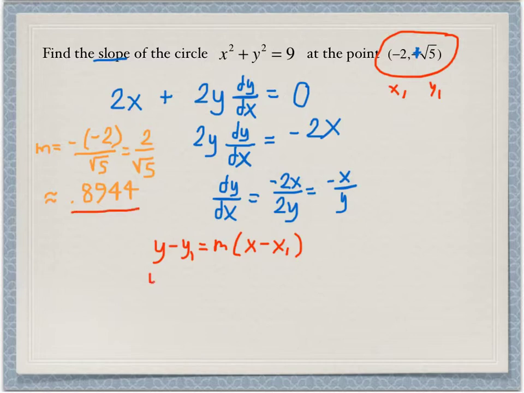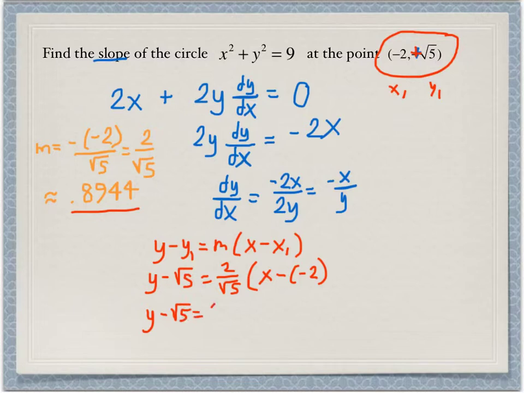So when I plug all these things in, I'm going to get y minus the square root of 5. Remember, we do want this to be a positive square root of 5. Now I put my slope in, which is 2 over the square root of 5, and then I have x minus negative 2, which we know will turn into x plus 2. And so then, another step here just to unclog things a bit: 2 over the square root of 5, and then x plus 2, like that.